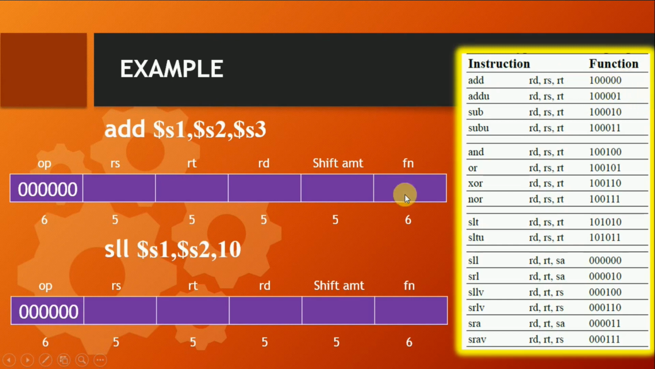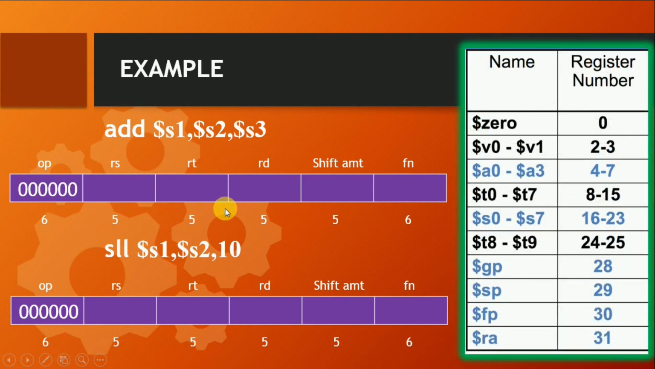So this is the binary representation of 32. For SLL, shift left logical, it is 0 again. So for this particular instruction here, 32 will be filled in the function field. For SLL, 0 will be filled in the function field. And in order to fill the registers' values, you need to know the register number. As we have discussed, for addition, the function value is 32, so I am going to fill the value 32 here. Now RS, RT, RD and shift amount.